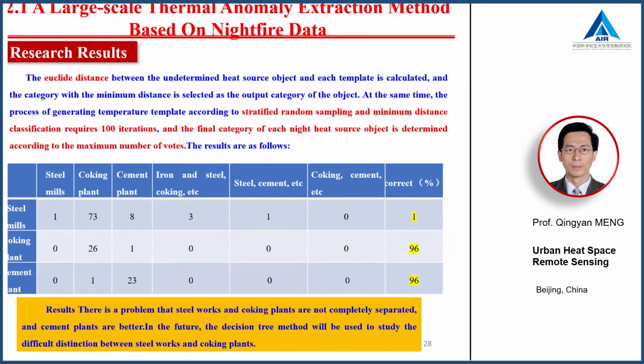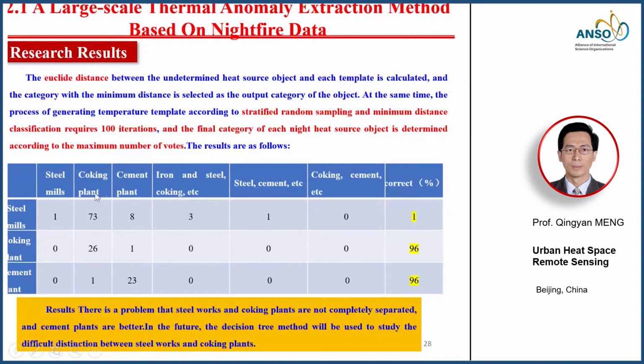At the same time, the process of generating the temperature template according to the stratified random sampling and the minimum distance classification requires 100 repeats, and the final category of each heat source object is determined according to the maximum number of votes.